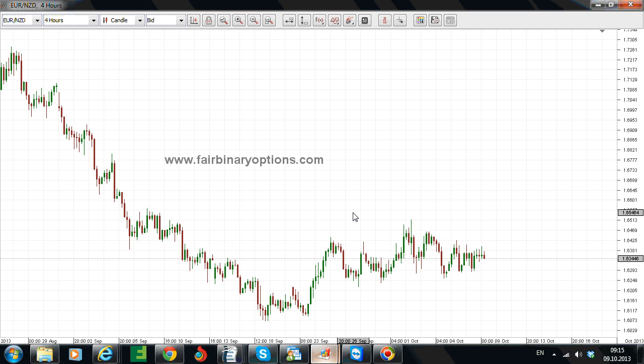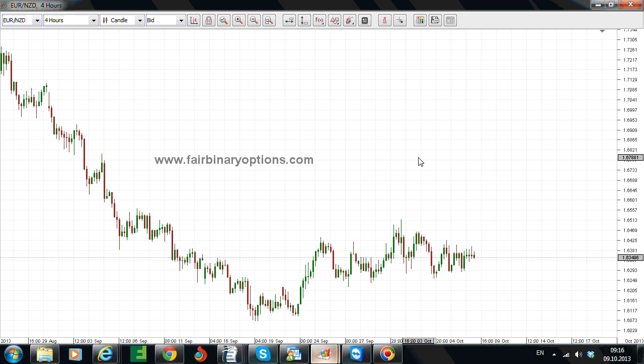This is being called a complex form of correction that usually ends with a contracting triangle. This contracting triangle is almost always being followed by a powerful impulsive move, a move that should extend more than 161.8 out of the previous wave, and it is being formed out of three corrections, two that go against the previous trend and one that goes with the previous trend, and normally should result in a powerful extended move.